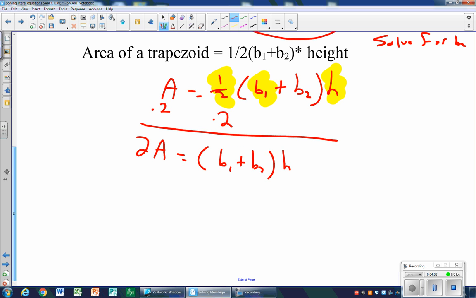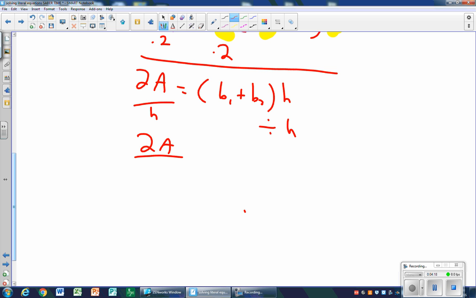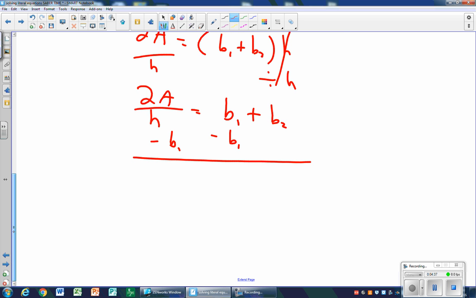Now, let's get rid of the h. When we divide both sides by h, I get 2A over h equals b1 plus b2. What happens to the parentheses? The h goes away, so now there's no reason to have them. Subtract the b1. Whatever you do to the right-hand side, you have to do to the left-hand side. So we're subtracting b1. Don't put it in the numerator. 2A over h minus b1 equals b2.